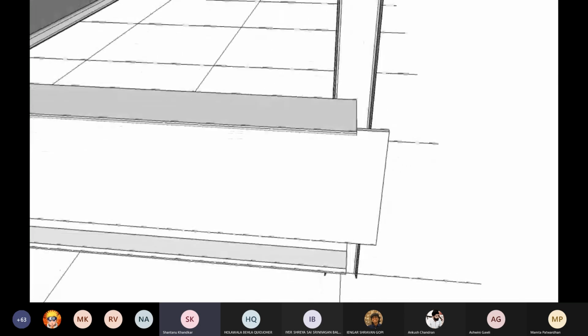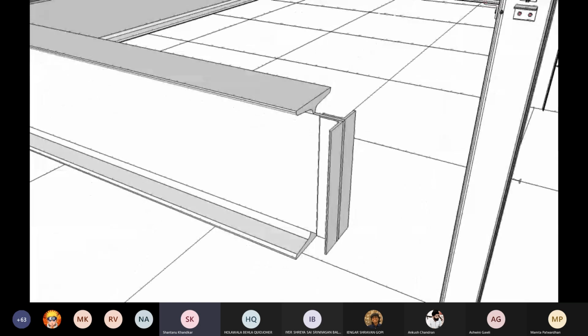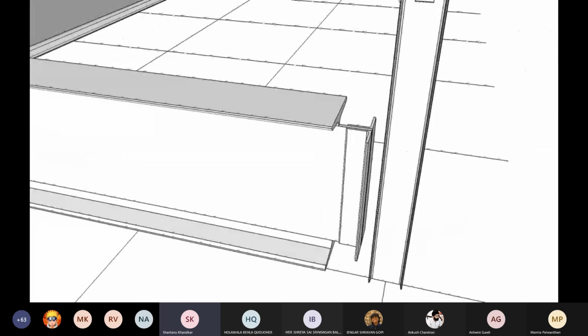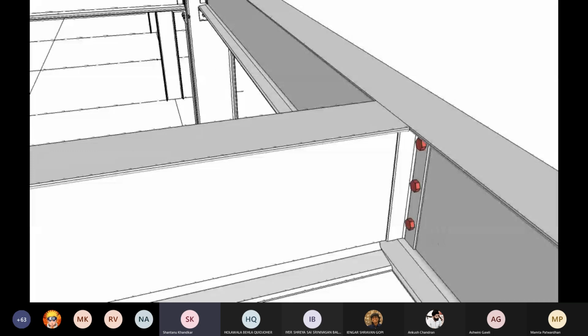So here we can see how that is done. Here the flanges have been cut, the cleats are added, and then the connection is made. Then we can bolt it, and that connection gets formed. Now this is a situation where both the beams are of the same size.